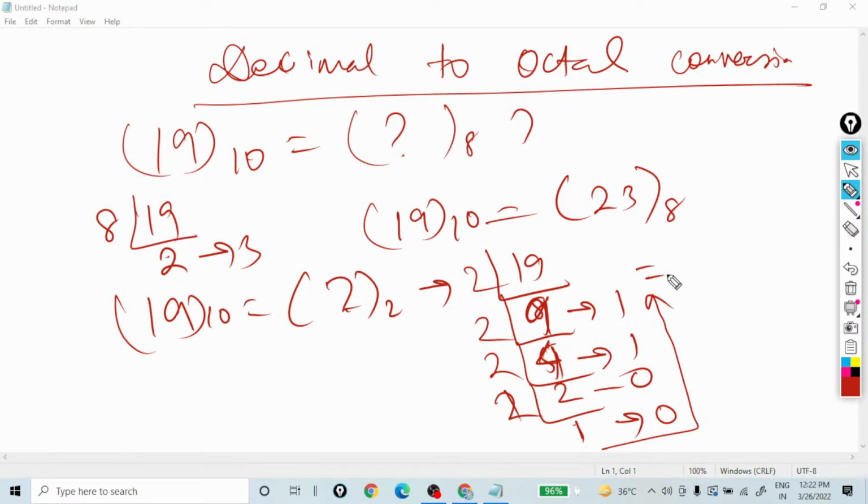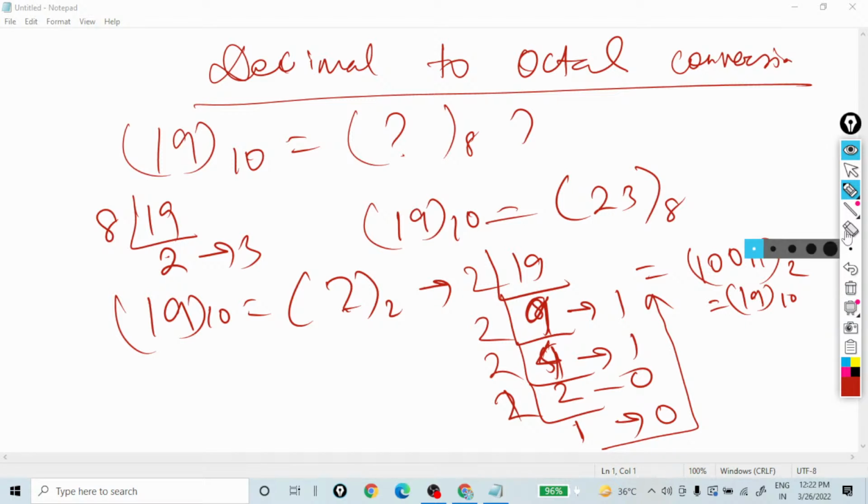So it will be 1, 0, 0, 1, 1 in base 2, equal to 19 decimal. Right? In binary it is 10011, but in octal this is 23. Right? This is a decimal to octal conversion. Decimal to octal conversion. Any number like that you can take.